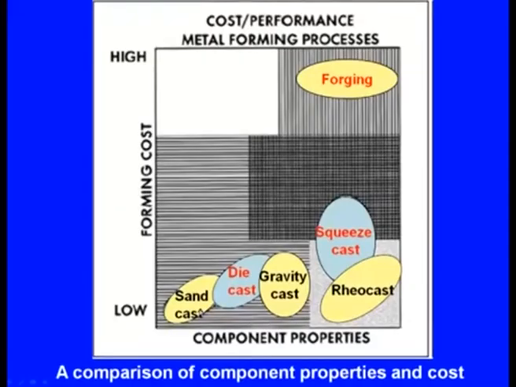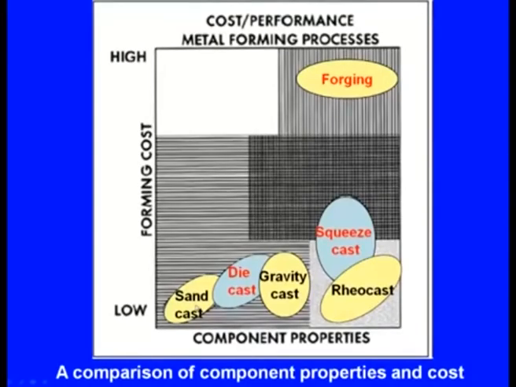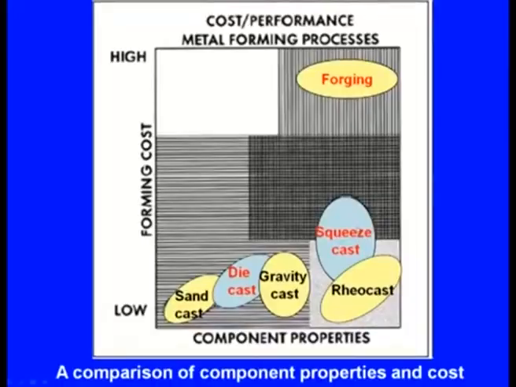In the case of the sand casting, the properties are poor and the cost is also very low. In the case of the die casting, the properties are better compared to the sand casting, but the cost is a little higher. Gravity die casting, the properties are better than die casting and the cost is almost the same. In the case of the Rheo casting, the properties are significantly improved and the cost is almost the same. But in the case of the squeeze casting, we can see here the properties are fairly improved, but the cost is a little higher than the sand casting and other casting processes.